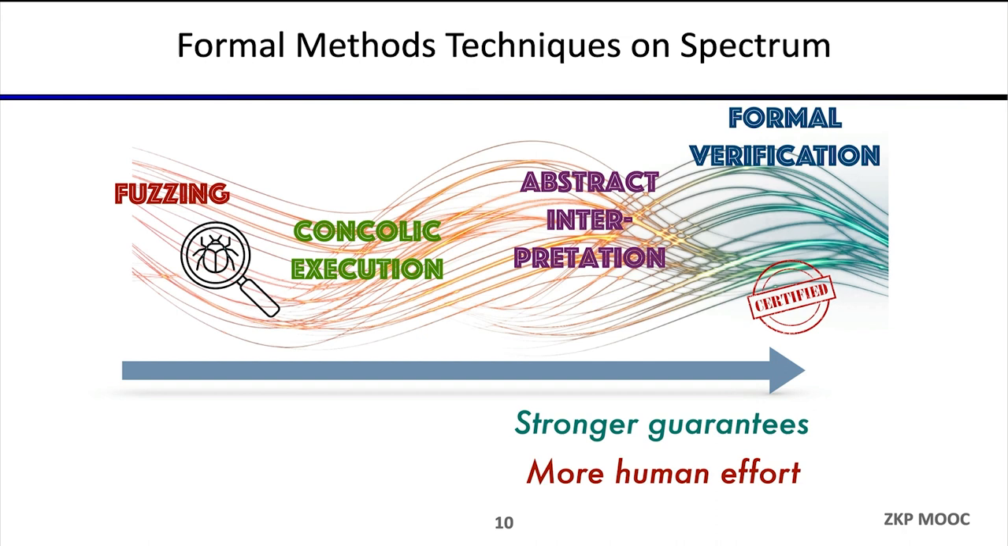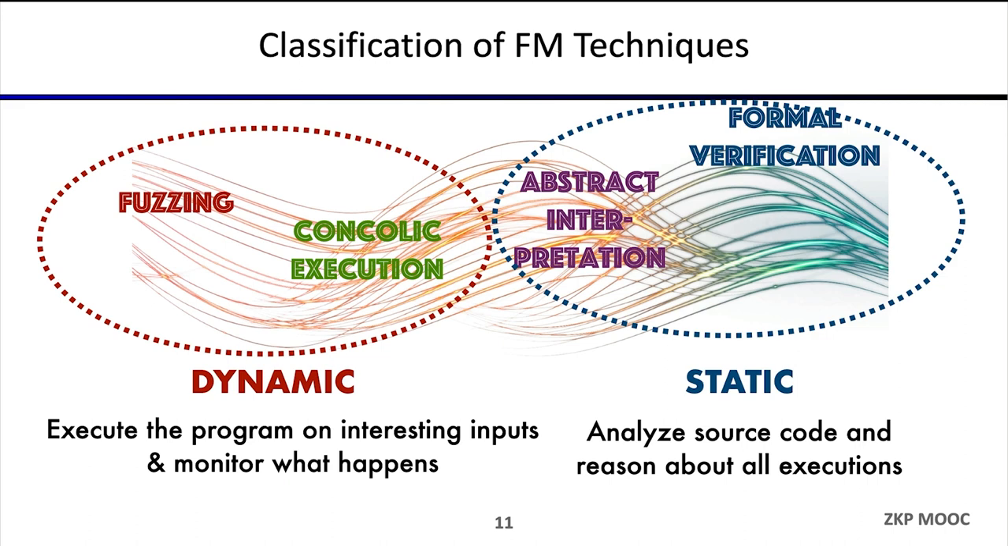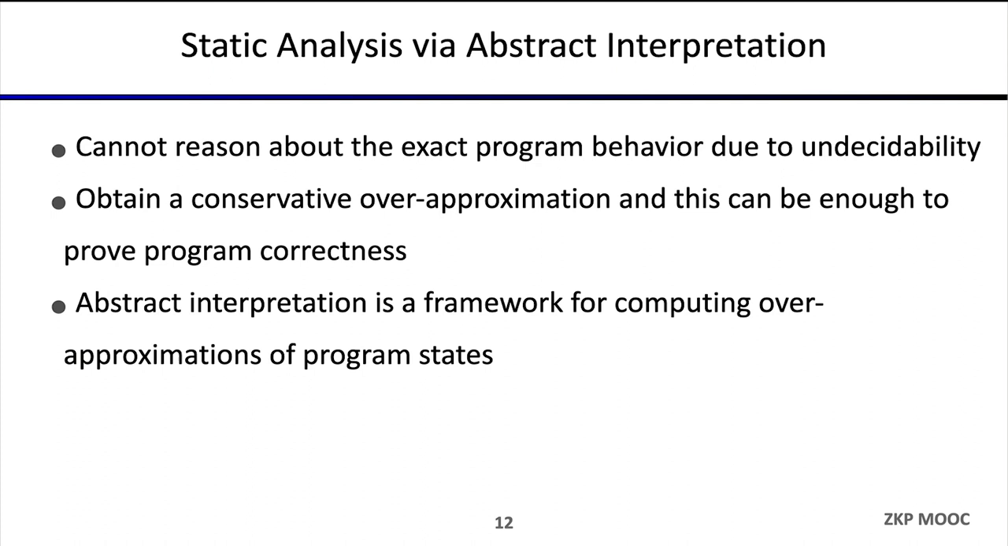Now, at a higher level, we can classify formal methods as either dynamic or static. Dynamic techniques on the left, such as fuzzing and concolic execution, execute the program on some interesting inputs and monitor what happens, typically with the goal of finding certain vulnerabilities. In contrast, static techniques on the right, such as abstract interpretation or formal verification, statically look at your source code and try to reason about the behavior of all possible executions of your program, and then try to conclude whether your system is actually safe or not. In this talk, we will mostly focus on static techniques, including abstract interpretation as well as formal verification.